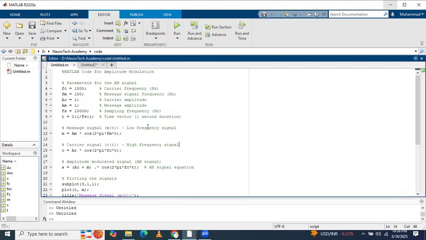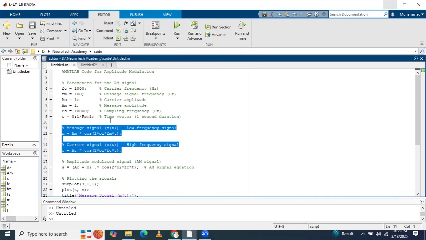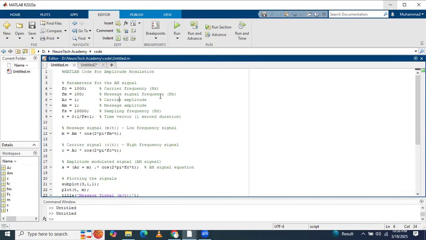First will be a low frequency signal and second will be a carrier signal that will be a high frequency signal. So for defining these two signals, I have to take some important parameters. First is the carrier frequency. You can take any carrier frequency. I am taking 1000 hertz.